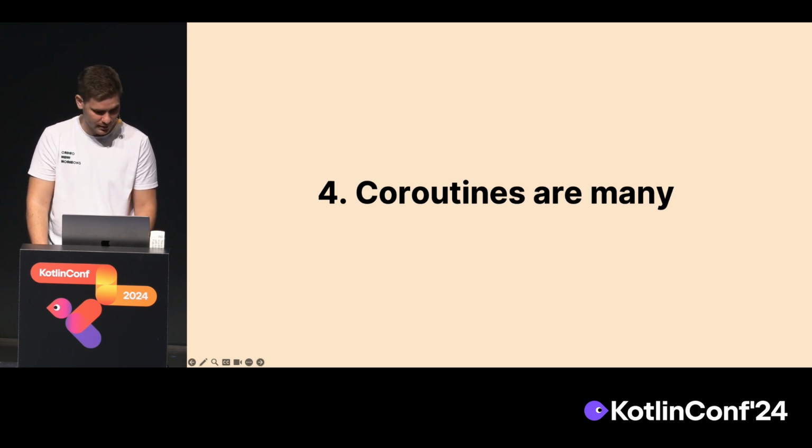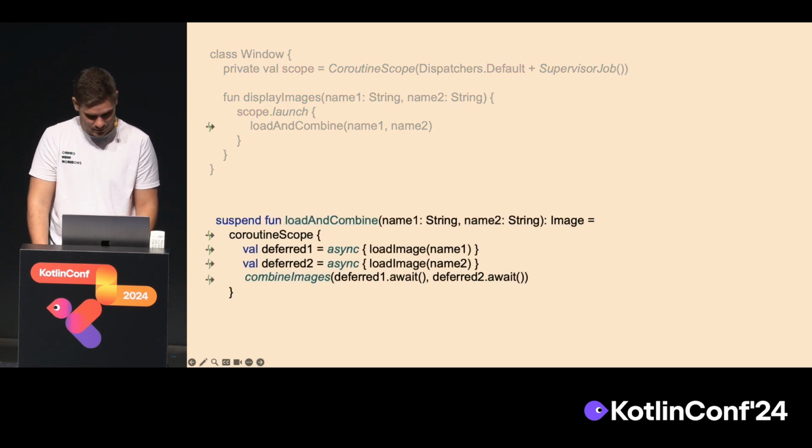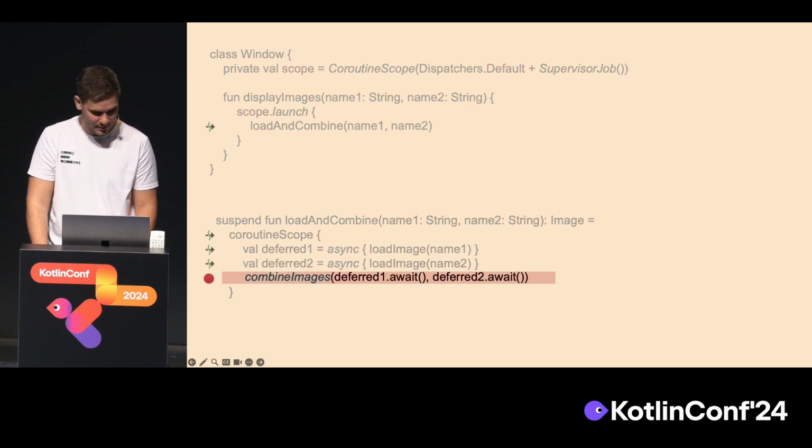But there are tools for that. I will show you how these tools work on our previous example. So we have the window class, we have the load and combine function, and we put a breakpoint on the line where two images are combined.